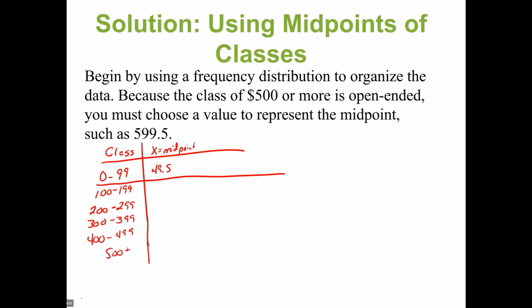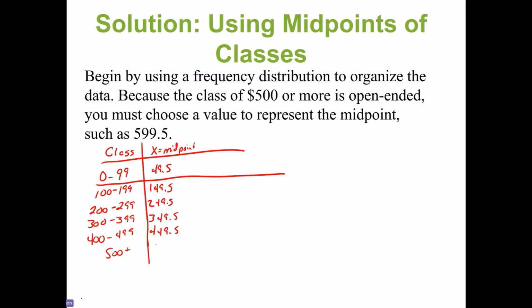Then here's the beauty: if we know our class width, do we have to keep adding up and dividing by 2? No, because we know that class width. So what's our class width? 100. So we can just add our class width to that, going from 49.5 to 149.5, then 249.5, 349.5, 449.5.